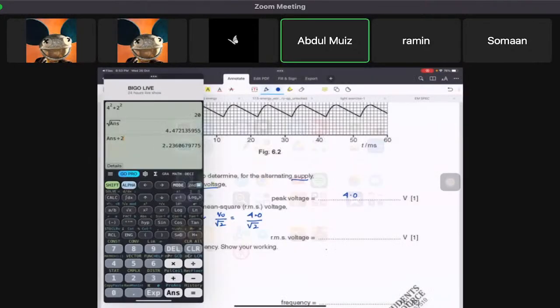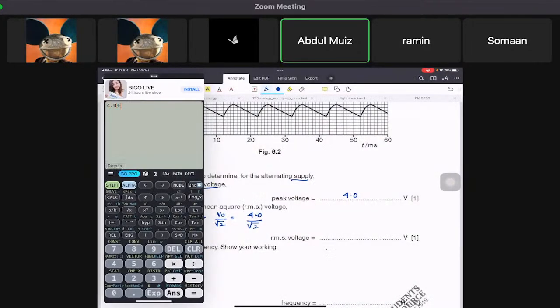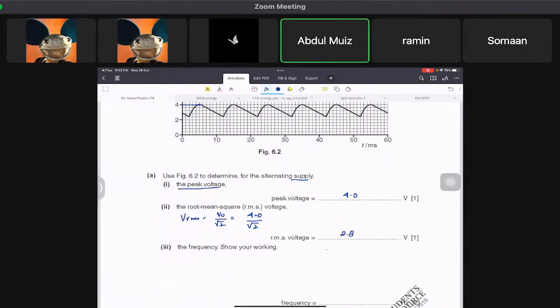Let's say that we don't know the formula. Then you won't be able to do it, that's for sure. You have to memorize it, because this formula comes from integration, and that's not in your course, okay? So that's the RMS voltage there, and then they ask you to show your working for the frequency.